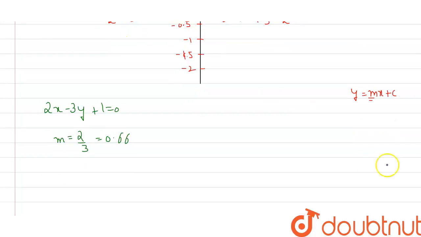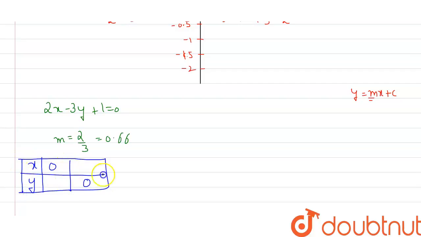Now if I have to plot this line, first put the value of x as 0 and then put the value of y as 0. If I put x as 0, what do we receive for the y coordinate? This becomes minus 3y plus 1, so we are left with y equals 1 by 3.